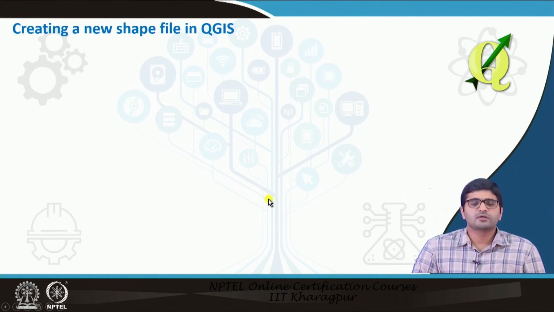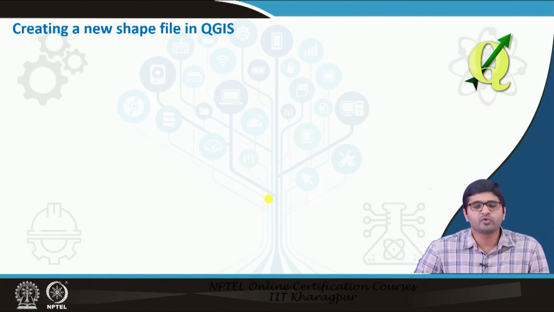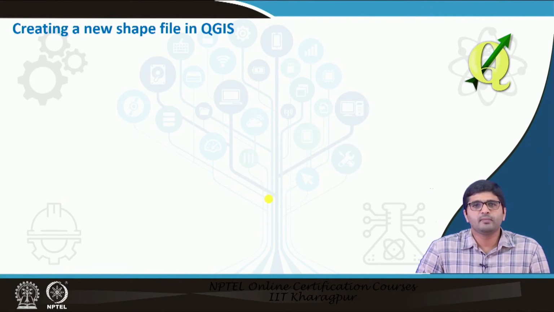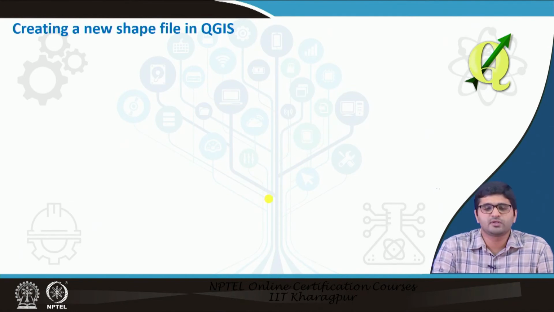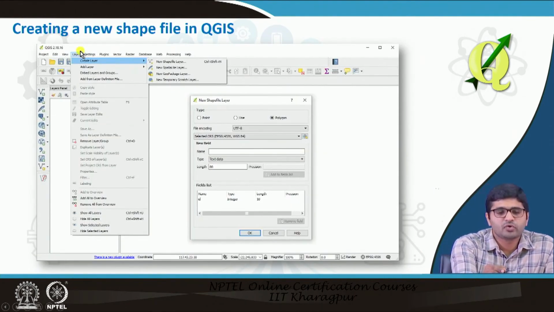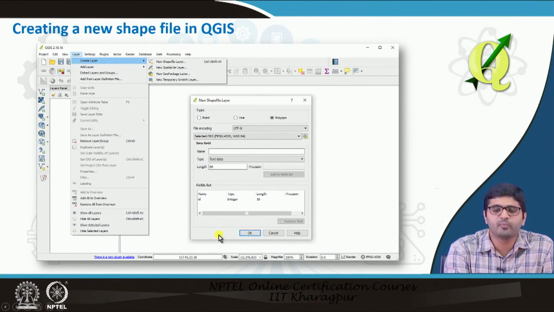So next, an important thing in QGIS: how to create a new shapefile in QGIS. A shapefile basically means how to create points, lines or polygons in QGIS. So we will briefly see. You just need to go to Layer and Create Layer. There is a button called New Shapefile Layer. If you click on that, a New Shapefile Layer window will appear. Here you need to select either point, line or polygon. This is the basic data type in GIS, as we learned earlier.